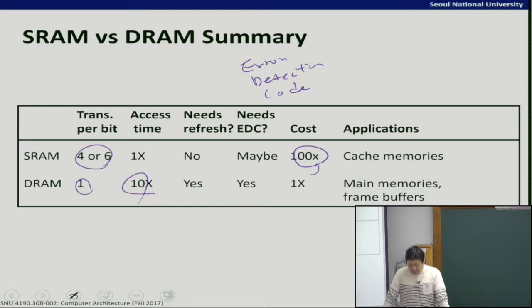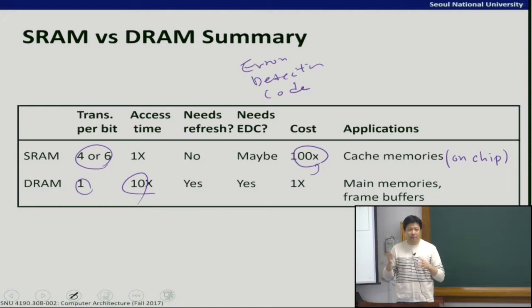So SRAM is typically used for cache memories. DRAM is used for main memory and frame buffers and so on. This cache memory is integrated on chip. If you have your CPU, there are a bunch of SRAM blocks, for example a register file. The register file is built using SRAM because it needs fast access. But the main memory is placed off chip, off the CPU.